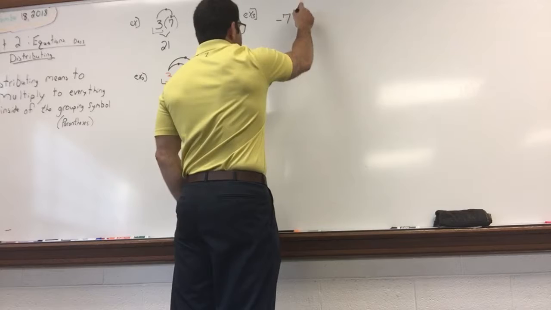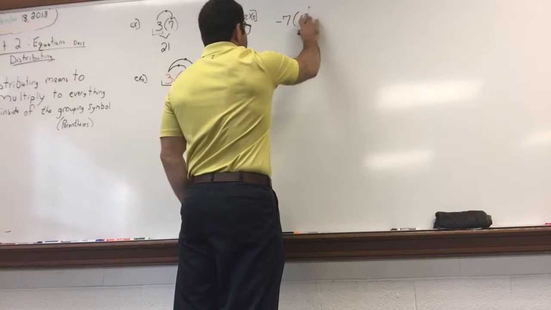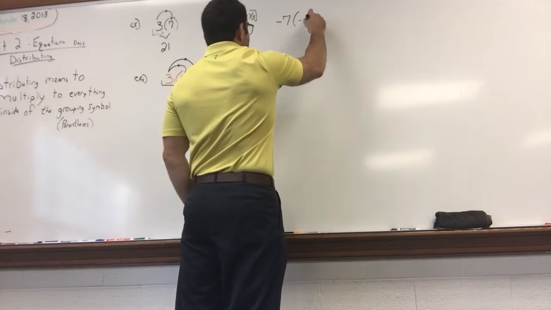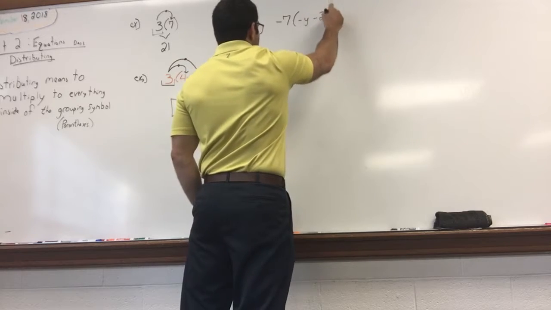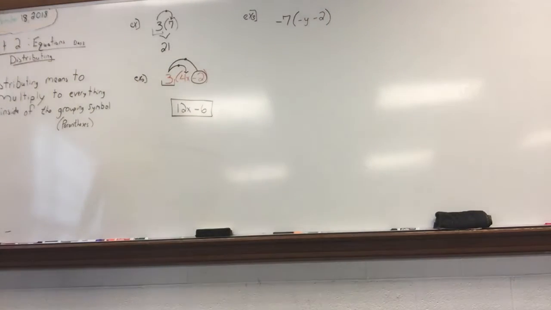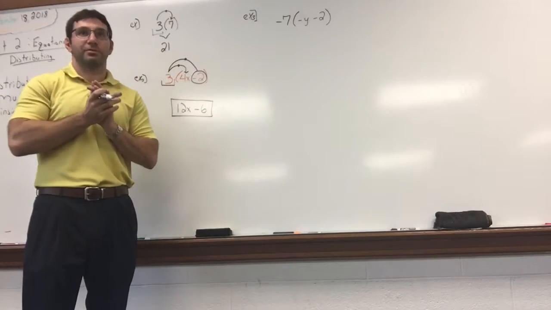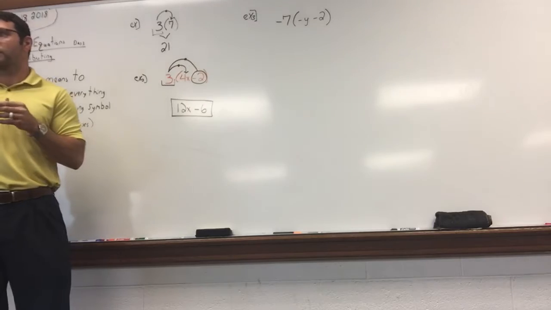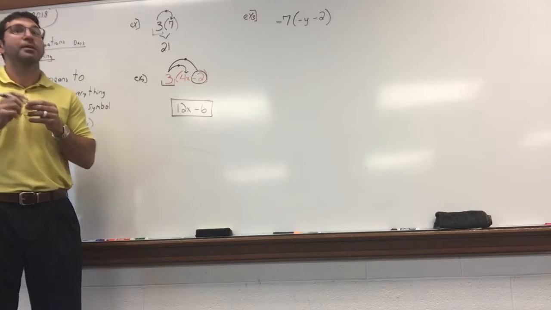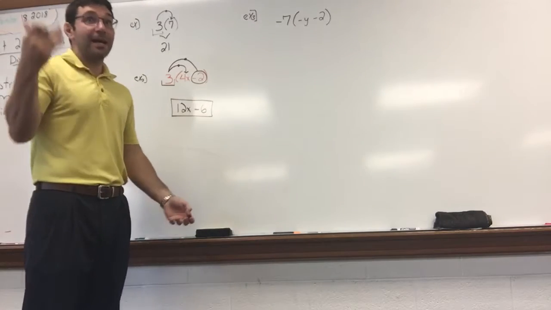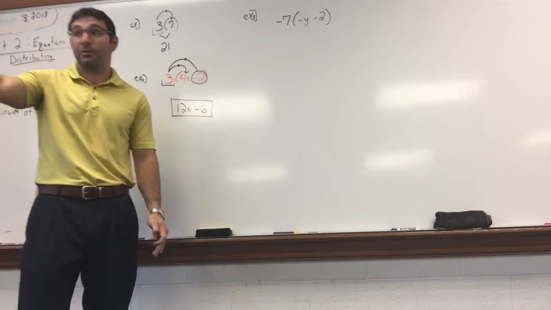Negative 7. Actually, let's go negative 7 times negative y minus 2. Do I have my number smack dab up against the parenthesis? Yes. The 7 is still smack dab up against the parenthesis. So what are we going to distribute? What number are we going to take, Grego? 7. The what? Negative 7. The negative 7. Now listen, that's important. I'm glad you said 7 first. I'm not picking on you at all.